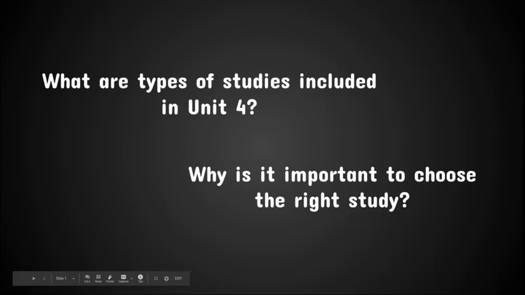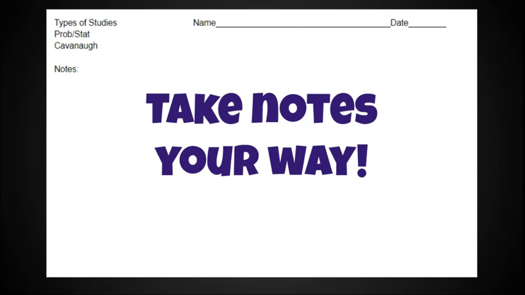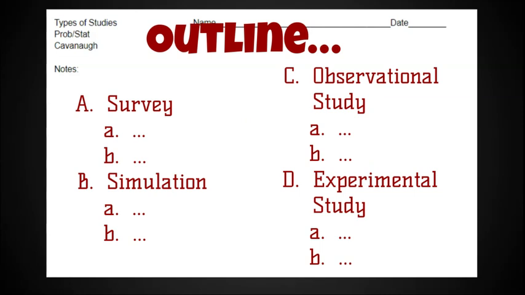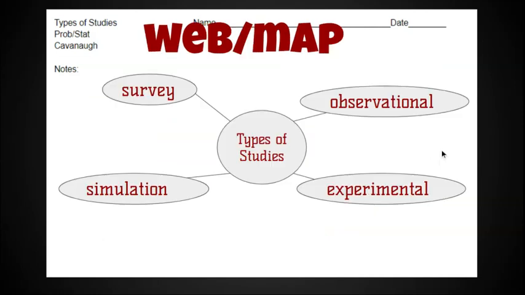What are types of studies included in Unit 4? Why is it important to choose the right study? So take notes your way. All you need to know is that there's 4 different types of studies that we are going to look at right now. You can either outline things, so we're going to write a few things about each. So if you want to outline A, B, C, D, 4 types of studies that way.